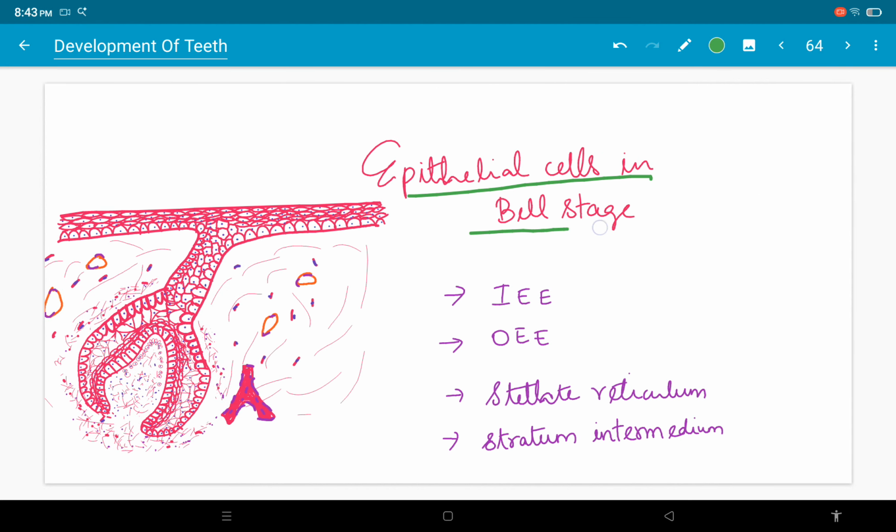So the epithelial cells in the bell stage, what are the epithelial cells? IEE, the inner enamel epithelium, will be your ameloblast. Outer enamel epithelium will be just cuboidal cells in this stage. Then you have stellate reticulum in between. Then stratum intermedium, one new layer has started. The area I'm shading now will be your stratum intermedium. So stellate reticulum and stratum intermedium will undergo a lot of changes from bell stage to the advanced bell stage.